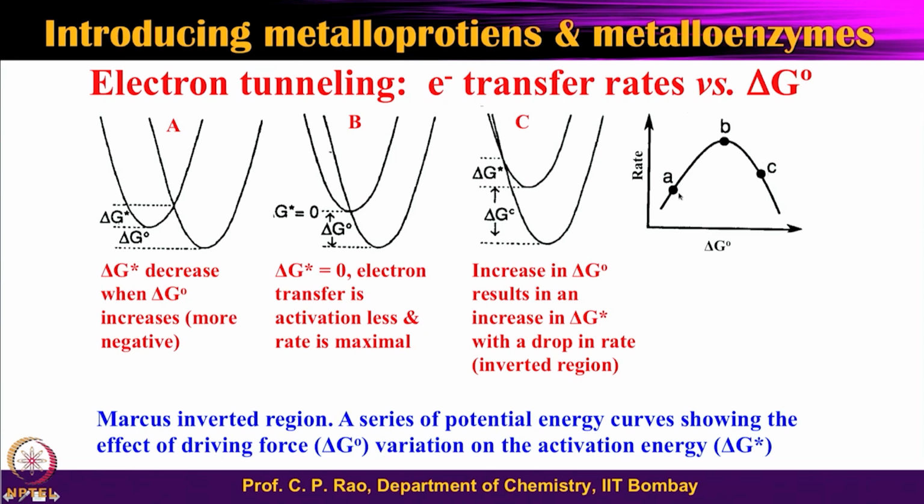So, the rate of the reaction is lower, and when delta G star is 0, it goes up, and again goes down. So, it will go like an inverted region. This is referred to as the Marcus inverted region. So, the driving force delta G naught and delta G star determine the rate. That means you have an optimal or maximum electron transfer rate, and in either case you will have lower electron transfer rates.